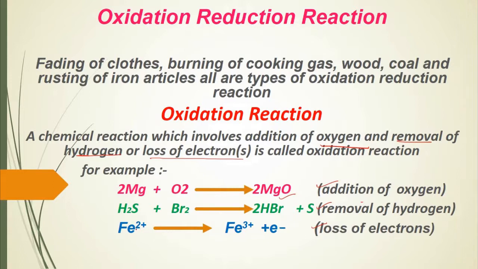In the third example, Fe2+ gives Fe3+ plus e-. Fe2+ has already lost 2 electrons, that's why it became positive. Now when Fe2+ loses another electron, it becomes Fe3+. So these three terms define the oxidation.